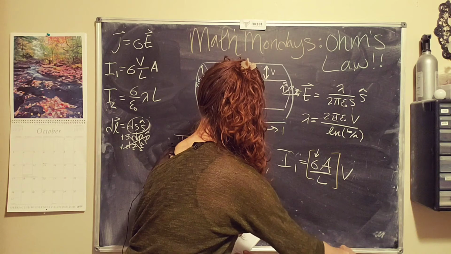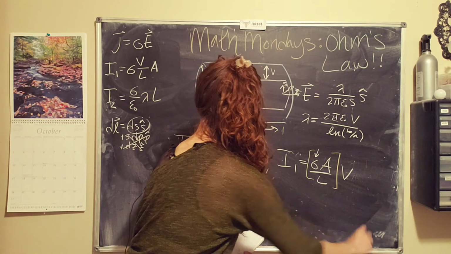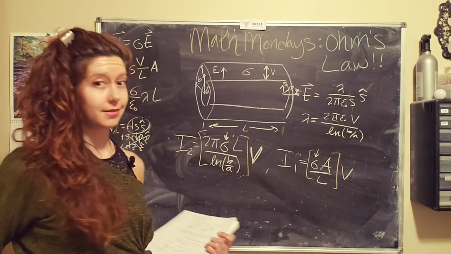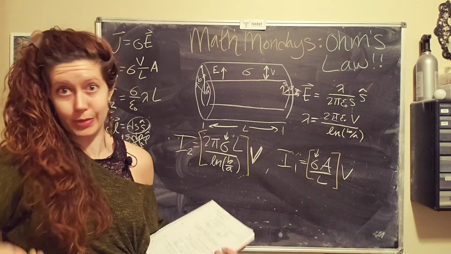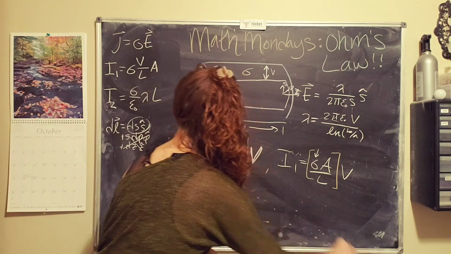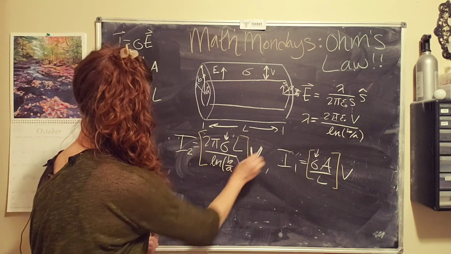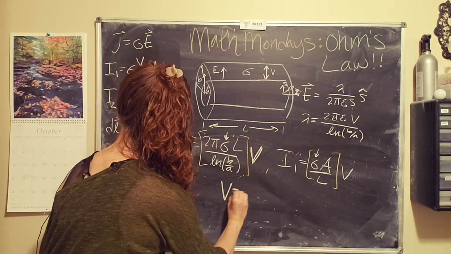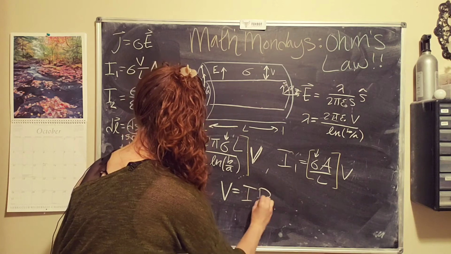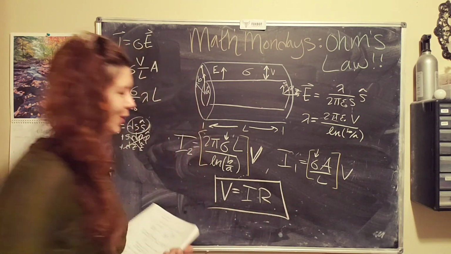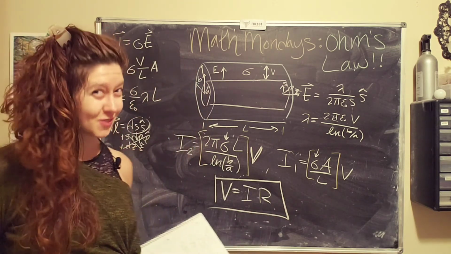So we could look at this and say, wait a second, this is just a constant that depends on the situation at hand. So we could write a more general form of this equation: V equals I times R. Woohoo! We made it to Ohm's law.